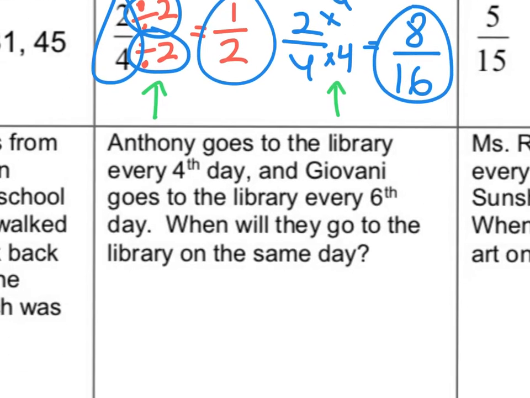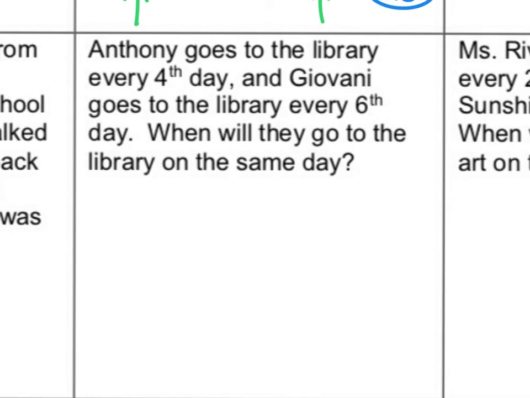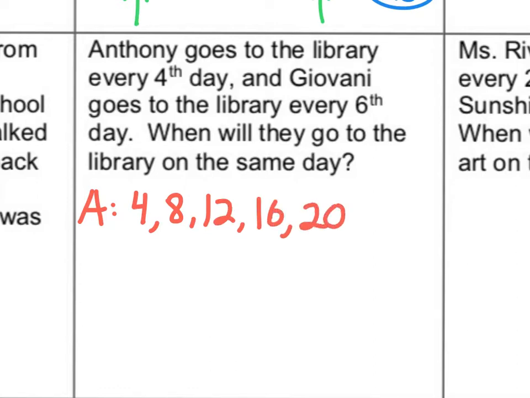For the second one, it says Anthony goes to the library every 4th day and Giovanni goes to the library every 6th day. When will they go to the library on the same day? Interesting. So Anthony will go 4, then it'll be the 8th day, then the 12th day, then the 16th day, then 20, then 24. So pretty much I am listing the multiples of 4.